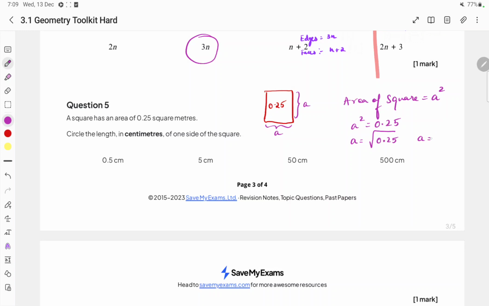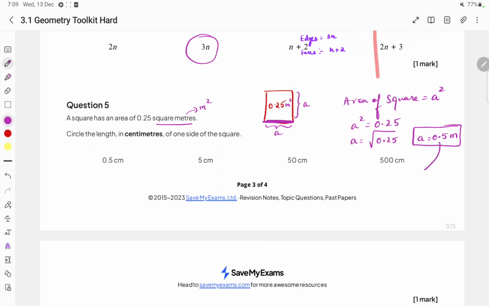A is a length, so A cannot be negative. The square root of 0.25 is 0.5. It was in square meter, and after taking the square root, it will be in meter. So circle the length in centimeter. This length A only I have to find, but in centimeter, of one side of a square.